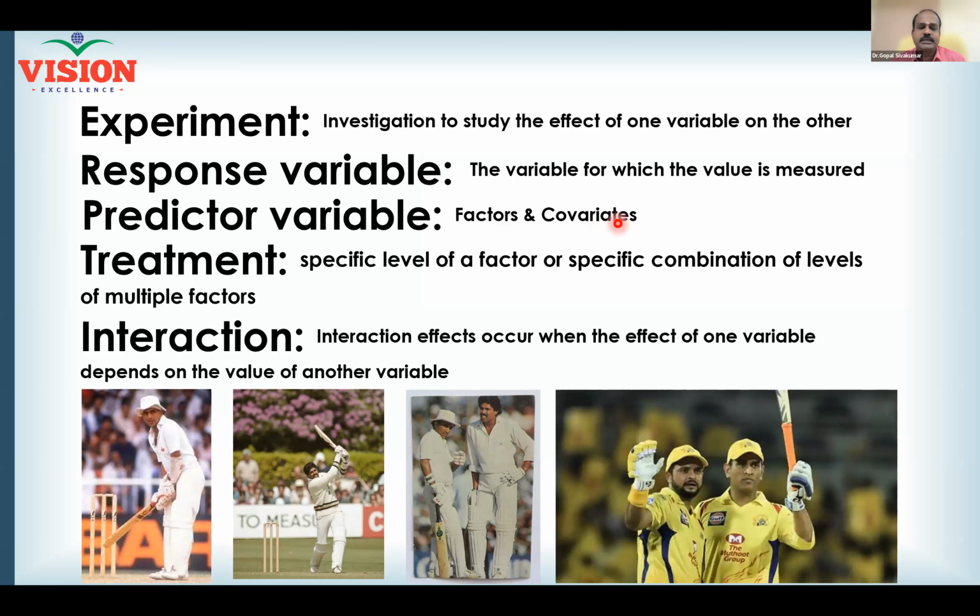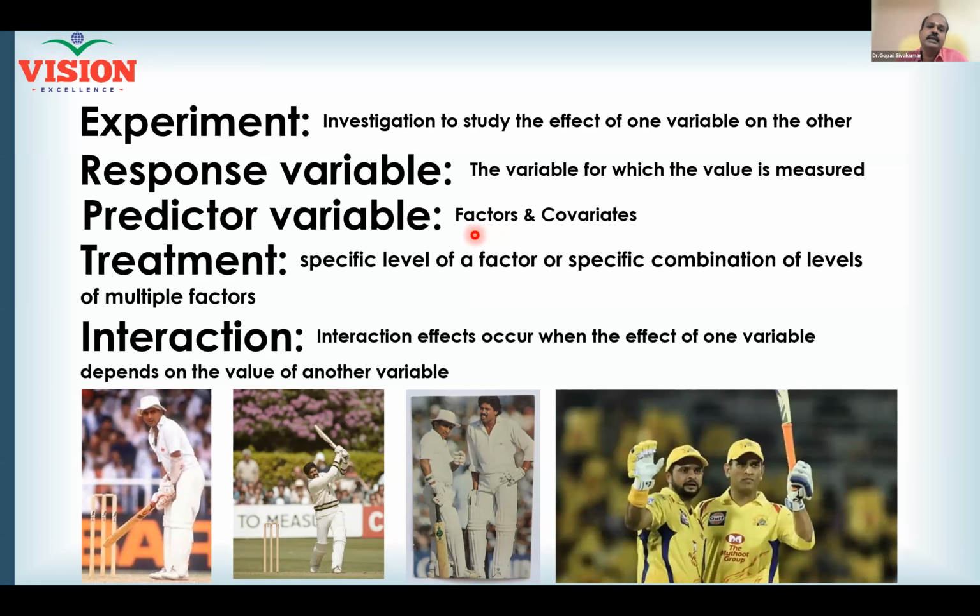The predictor variable is whether you pour water or not. That's all. There are only two values, two levels, you maintain. Isn't it? Your experiment is to study what happens if I pour water, what happens if I don't pour water. There are only two scenarios, right? So predictor variable or factors, and response variable. And predictor variables, sometimes we call them factors and sometimes we call them covariates.